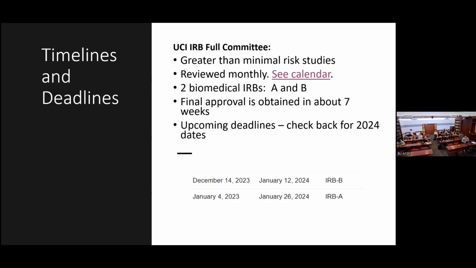There are two biomedical IRB review committees. There's one that's called A, one that's called B. Doesn't really matter which one you get on. The deadlines are different because they meet at different times. That's what's important to know. But there's another reason why you might want to know which one you're assigned to, and I'll get into that a little bit later. On the website, it says that final approval is about 7 weeks.